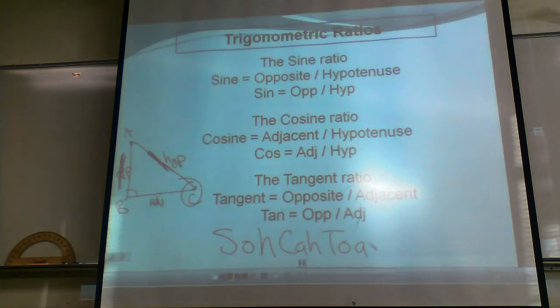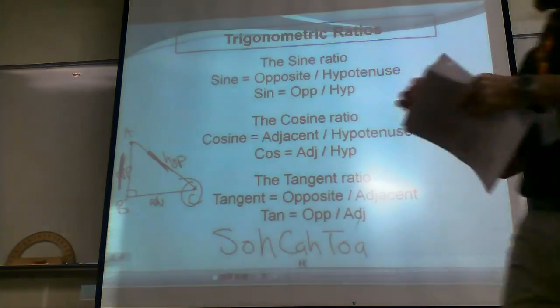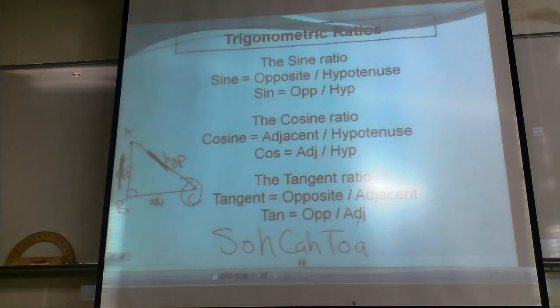It's SOHCAHTOA, meaning sine is opposite over hypotenuse, cosine is adjacent over hypotenuse, and tangent is opposite over adjacent. Okay, this is all just to help you remember, right? I have both front and back different mnemonics. That's a mnemonic, right, to help you remember things. Different ones that I've gotten from various places.